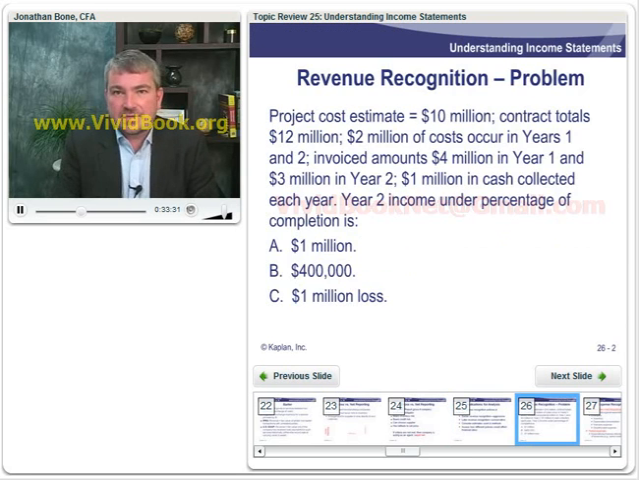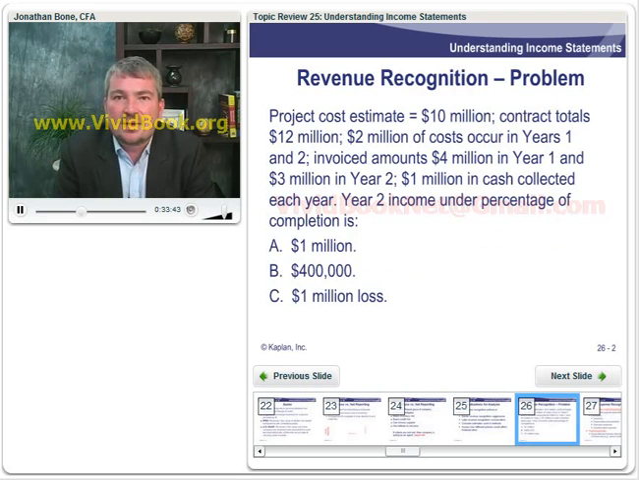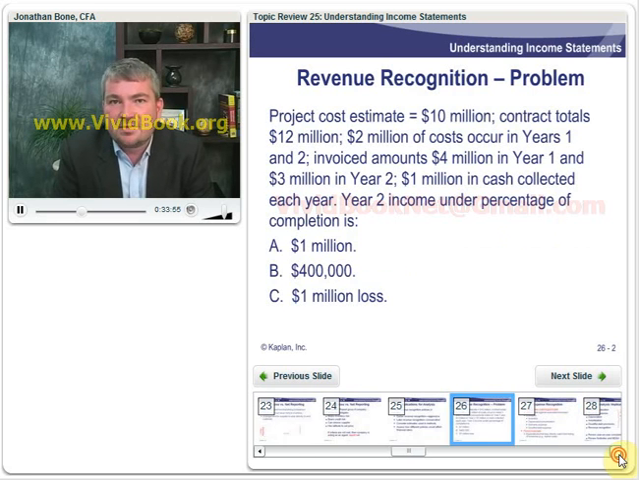Okay, so let's have a little look at an example here. We've got a project that's going to cost 10 million, and the contract totals 12 million. So that must be our contracted selling price. So we think there's going to be a 2 million profit on this contract. What else are we told? 2 million of costs are incurred in year 1 and year 2. So we've got 2 million in both years.